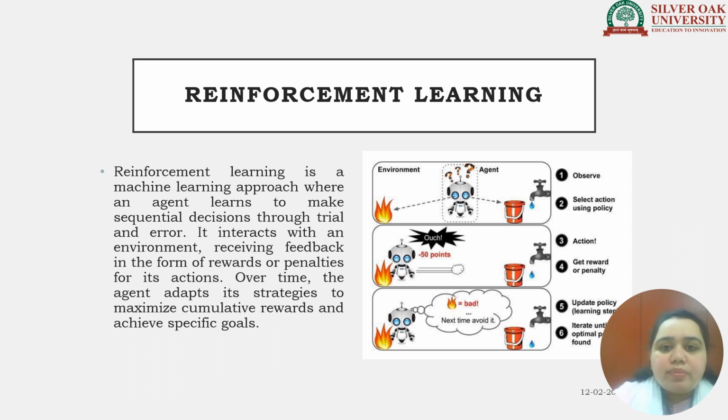Reinforcement learning is a machine learning approach where an agent learns to make sequential decisions through trial and error. By trial and error, I mean we will try to run a particular algorithm many times until we get the desired output. As you might be aware, we play the game X and 0. In that, we continue to play the game until one is the winner. So that is a sort of reinforcement learning.